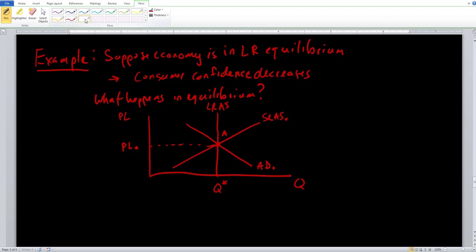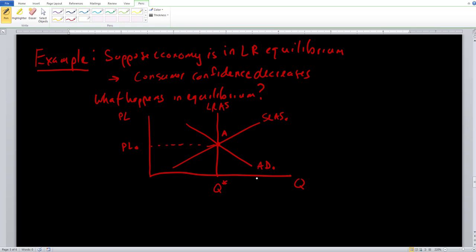Then we want to go ahead and introduce these shifts. So here, consumer confidence decreases. It's going to be up to you to decide what happens and what curve it's going to affect. Does this shock right here, does it affect long-run aggregate supply? Does it affect short-run aggregate supply? Or does it affect aggregate demand?